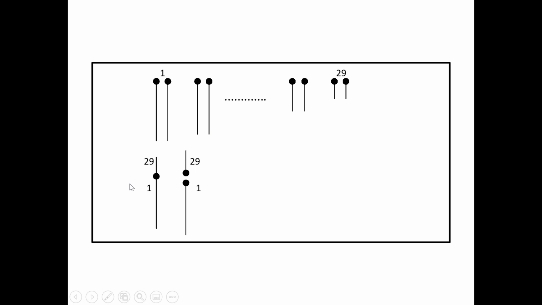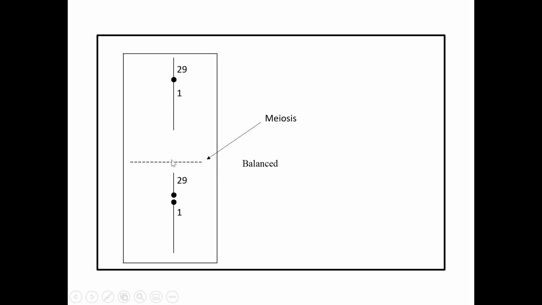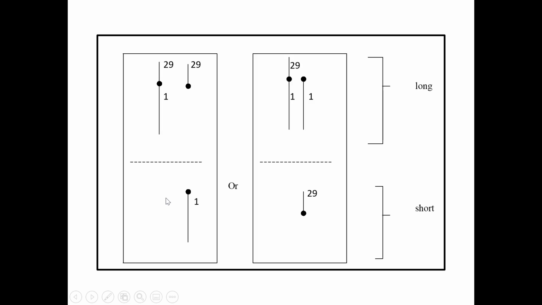So here it's showing the Robertsonian translocation. We have chromosome 1 also on top of chromosome 29, and then chromosome 1 paired with chromosome 29. What can happen whenever you have meiosis of these pairs of chromosomes is you can get them balanced. This line just represents meiosis happening. So we have chromosome 1 and chromosome 29, and then the same thing down here. Or we could get unbalanced. So we have 1 chromosome 1 and then 2 chromosome 29, so too many chromosomes. And then we have 2 chromosome 1s and only 1 chromosome 29, so again, too many. Or we can get too few, so there's only 1 chromosome 1 here and only 1 chromosome 29.